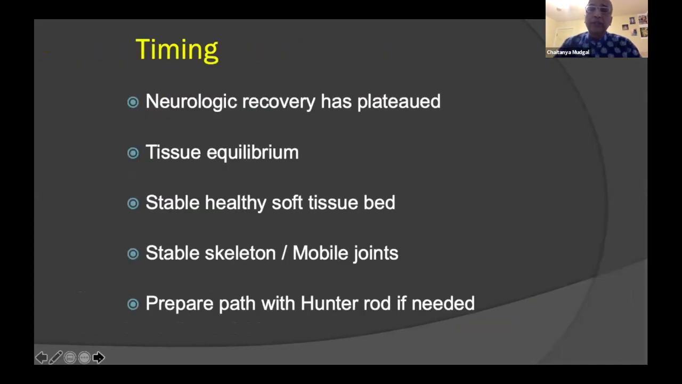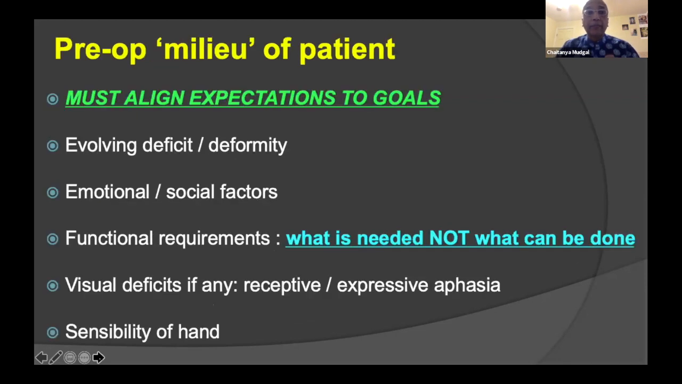So when should one do tendon transfers? Well, when neurologic recovery has plateaued and the tissues are in equilibrium, you don't want to operate through fresh scar. You want to have a healthy soft tissue bed. The skeleton must be stable and the joint should be mobile. No matter how good your tendon transfer, if the skeleton is not stable and the joints are stiff, this is not going to work. If the bed is too scarred, prepare the path with a Hunter rod.